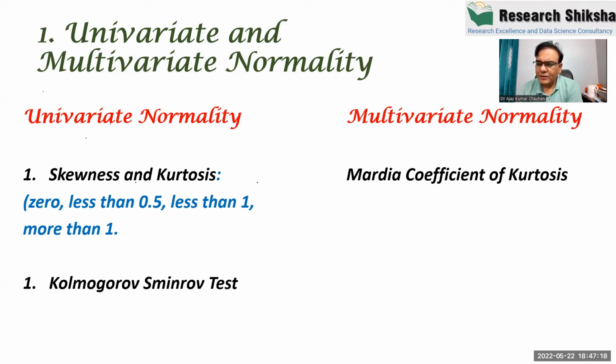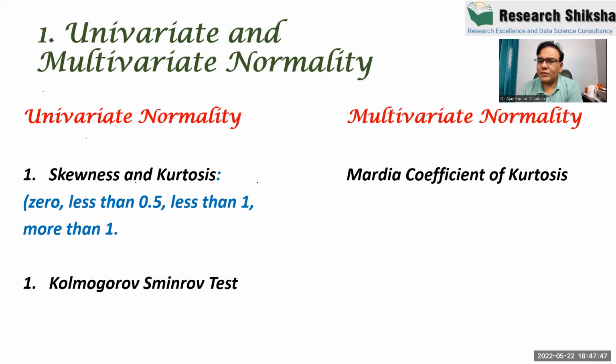Now I have tried many papers and many books to find out whether there is any standardized condition for multivariate normality. And frankly speaking, I have not found even a single book or paper which talks about this Mardia coefficient of kurtosis. But from my experience, what is the ideal condition? The ideal condition is that suppose your number of items is 50.